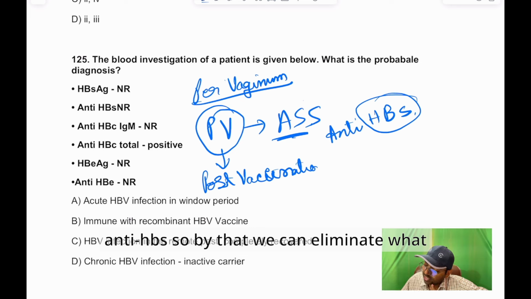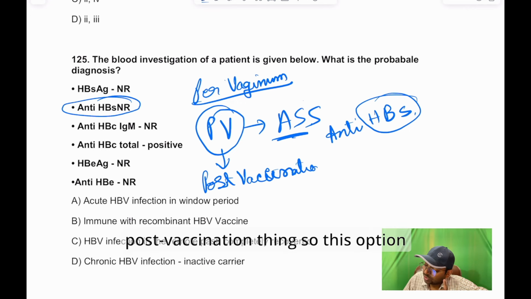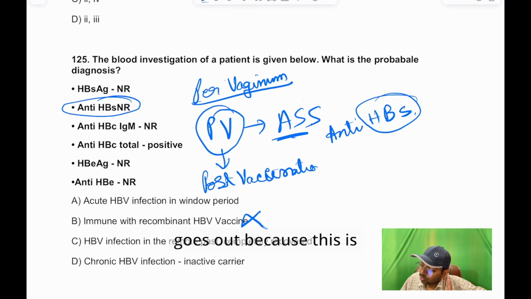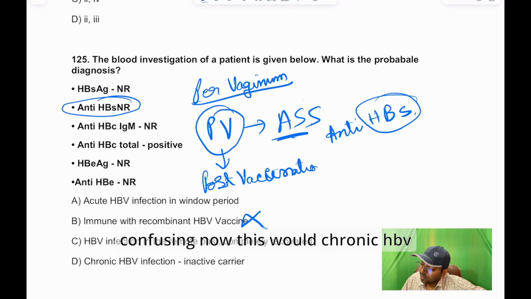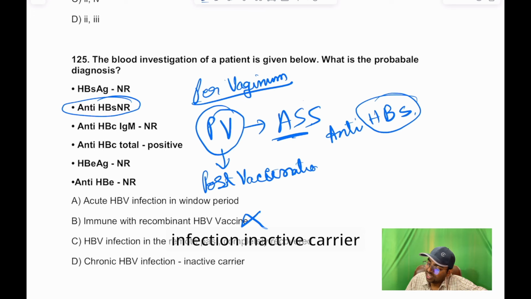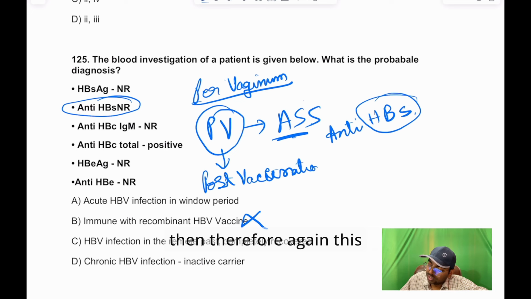So by that we can eliminate what? That is anti-HBS is non-reactive, so it is not the post vaccination thing. So this option goes out, because this is the only option that would be confusing. Now this would be chronic HBV infection, inactive carrier. If there is a chronic HBV infection, then HBsAg should be positive. Then therefore again this goes out.